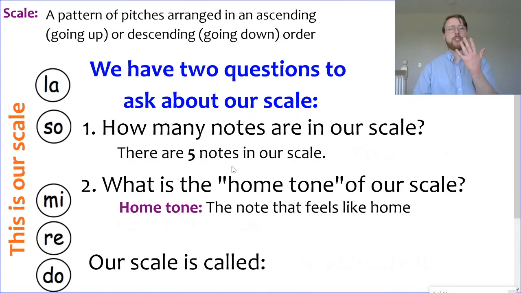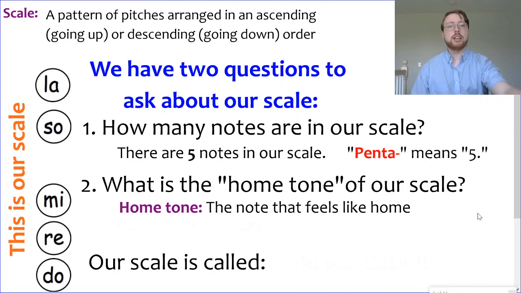When we have 5 of something, we usually use the prefix penta to describe it, because penta means 5. Think about a pentagon. How many sides does a pentagon have? Right, 5. So the word penta means 5.